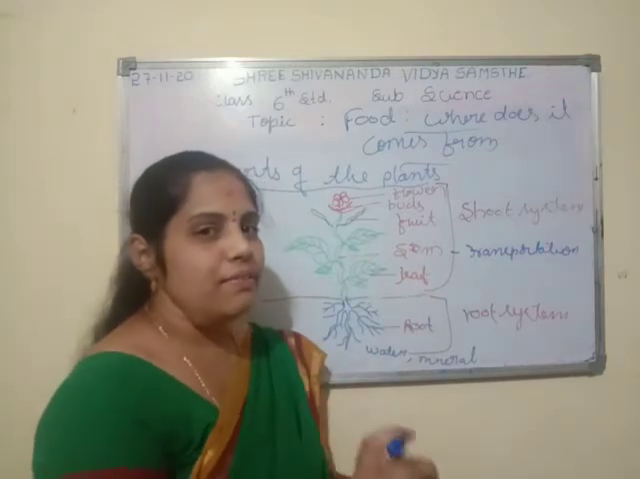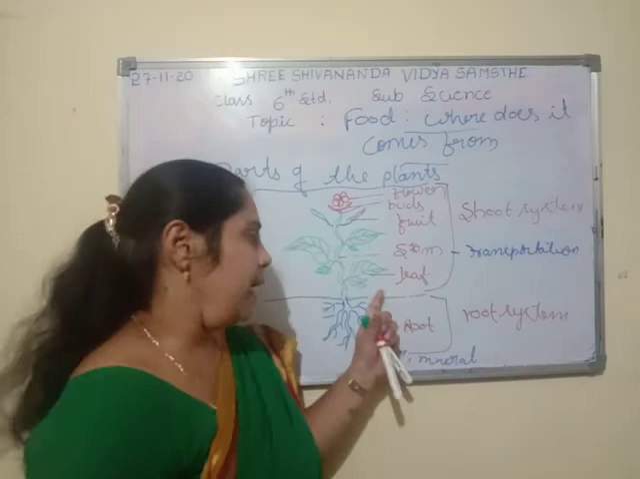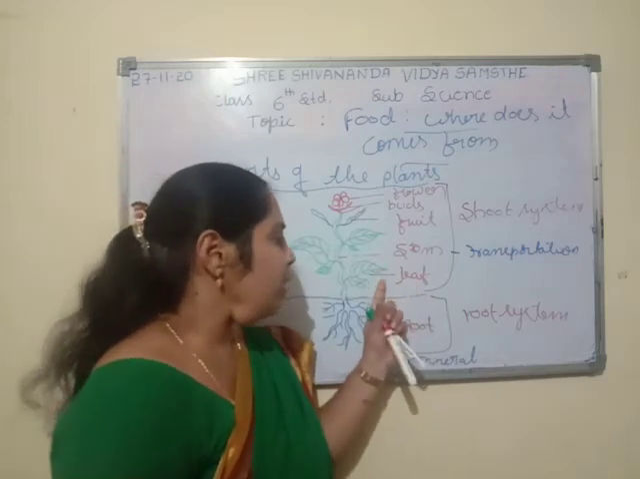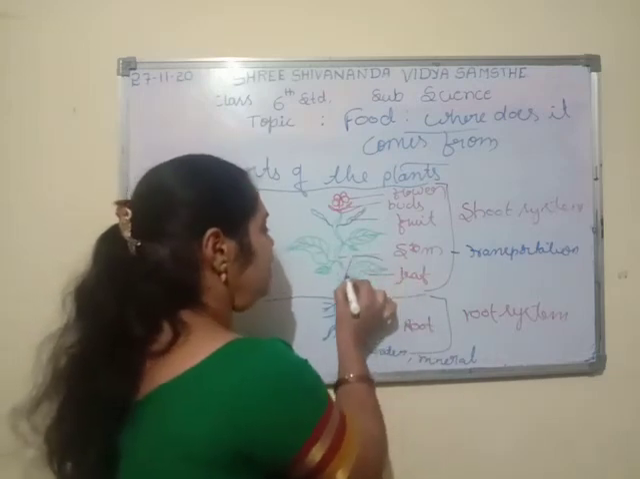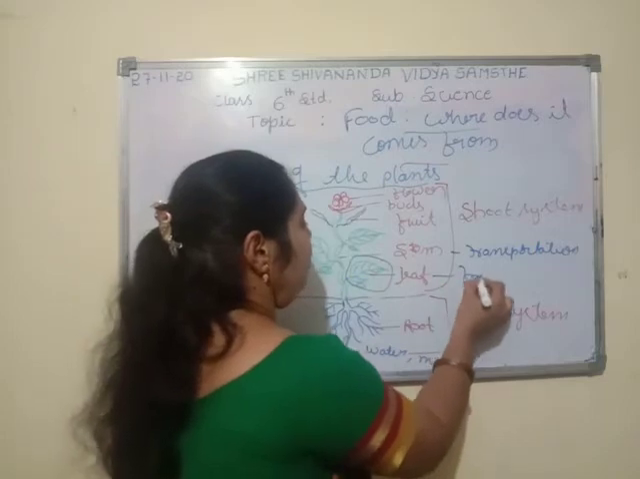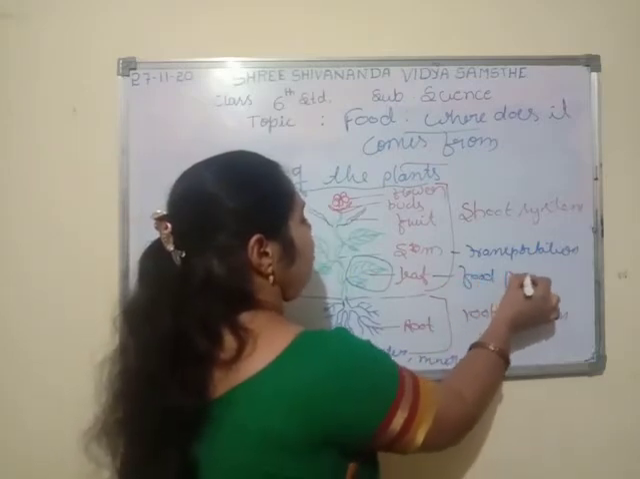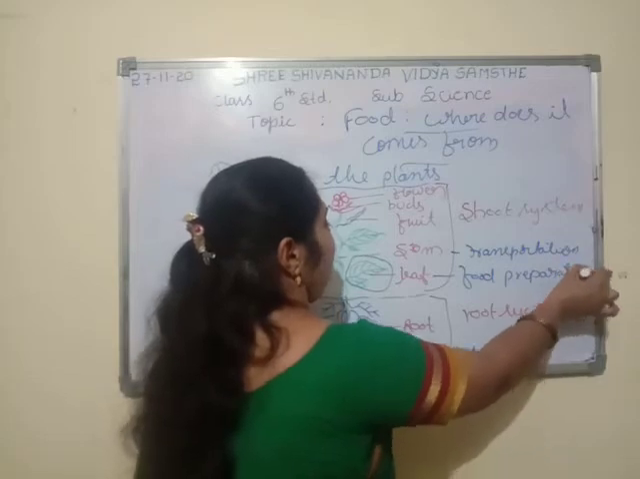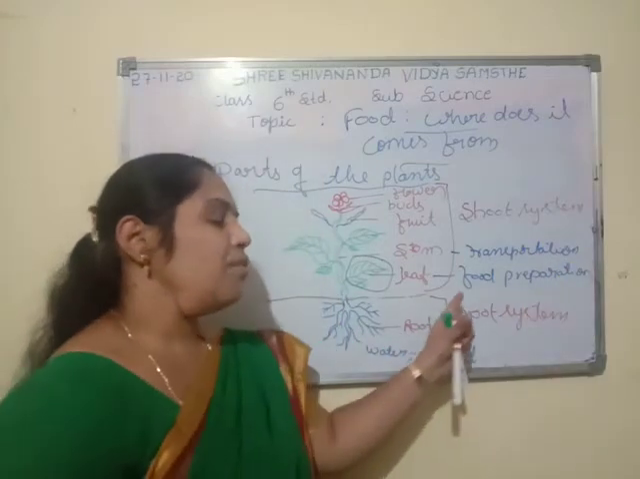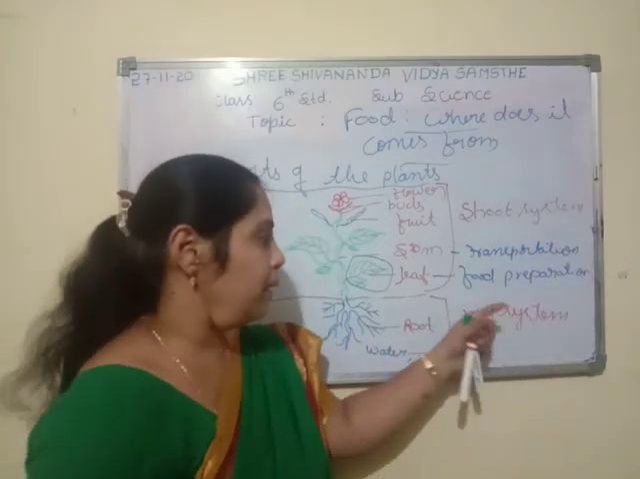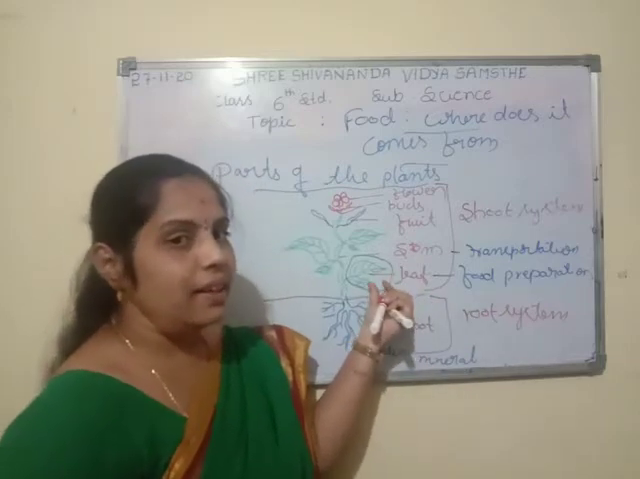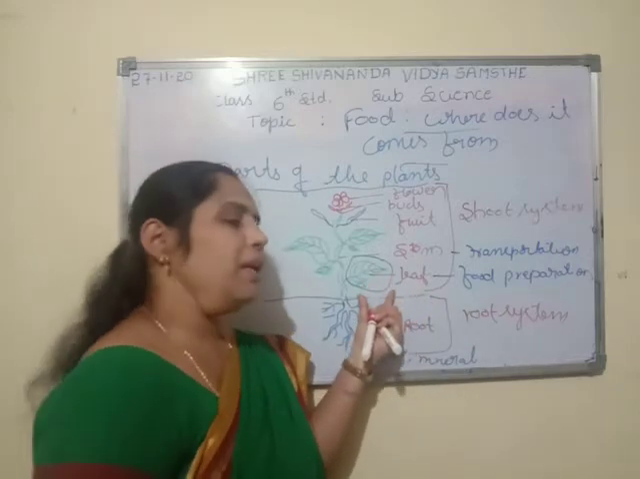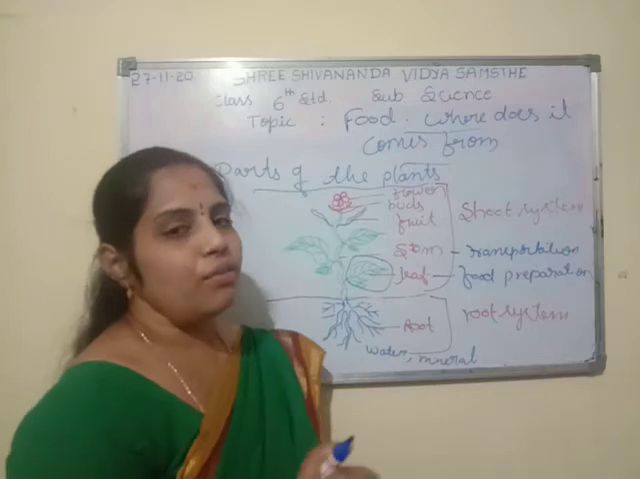Okay, so the leaf is a very important part of the plant, where the food is prepared. What is the function of the leaf? It is very helpful in food preparation. Food is prepared in the leaf. So it is commonly known as the kitchen house of the plant.